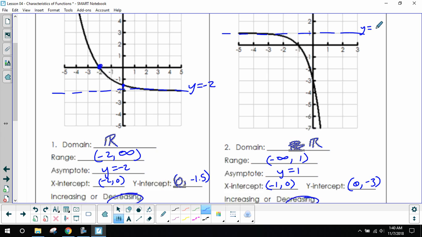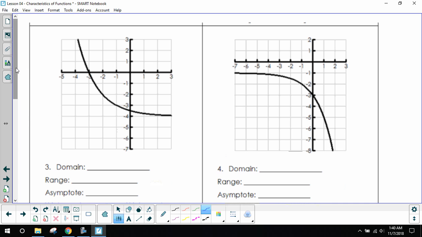Again, pause the video, try this out on your own, and then hit play, and we'll see if we get the same thing.